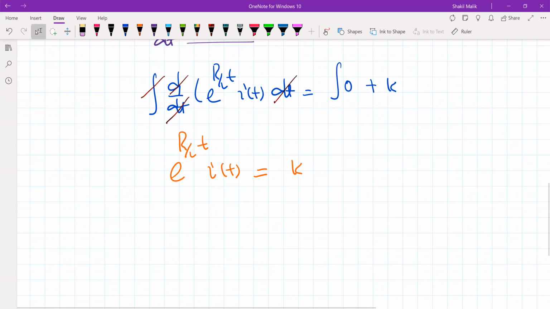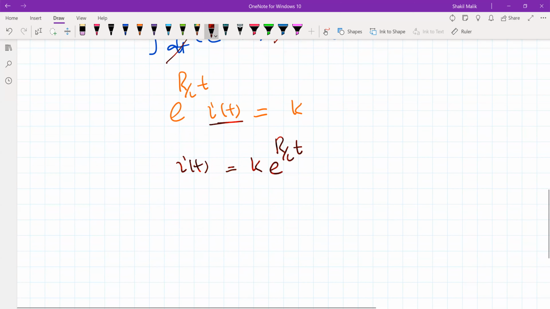Now what do we need to do? We need I of t. So dividing both sides by this e to the power of R by L t, we get I of t is equal to k e to the power of minus R by L t. Now we need to determine the value of k.